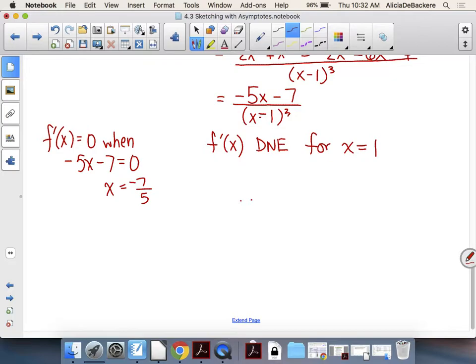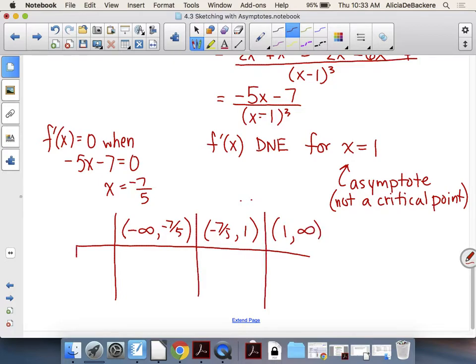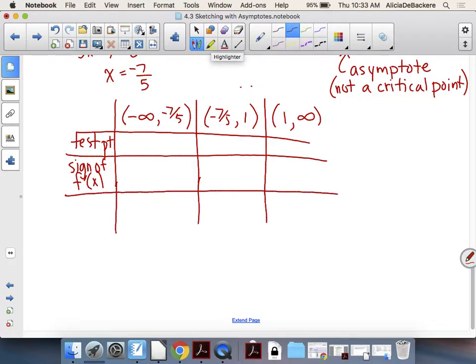Now, if you remember from our earlier work, that's actually an asymptote. So it's not a critical point, but I am still going to include it in my sign chart. So I'm going to create my intervals going from negative infinity to negative 7/5, and then from negative 7/5 up to my asymptote, and then from 1 to infinity. Now remember, this question is also asking us for those intervals of increase and decrease. So I'm just going to include that as another row in my chart.